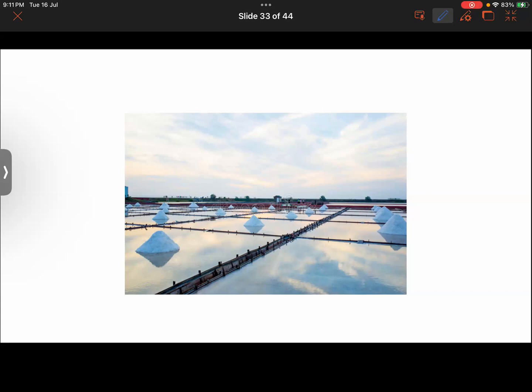Very good. So here you can see that the salt water has been trapped in shallow ponds. We know that salt is already present in salt water, right? So what if we were able to separate the salt from the salt water? That salt can be used commercially, for different purposes. So the salt will be obtained from the salt water via a natural process called solar evaporation.